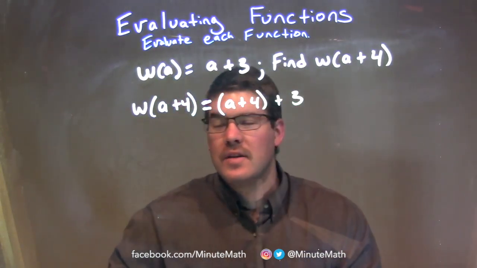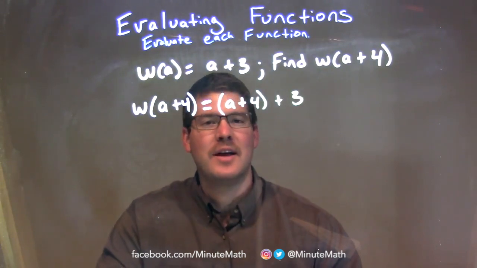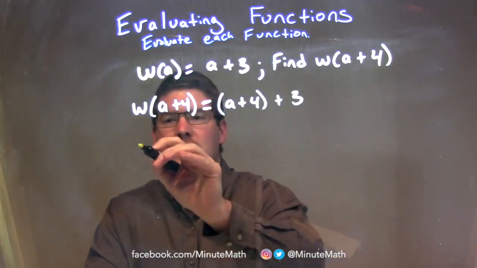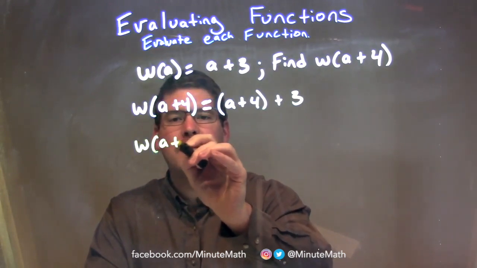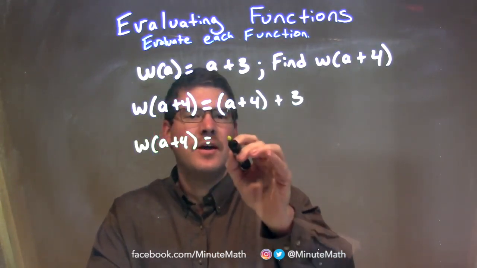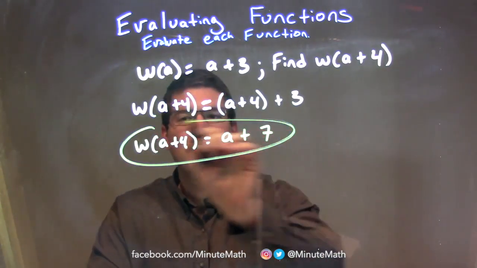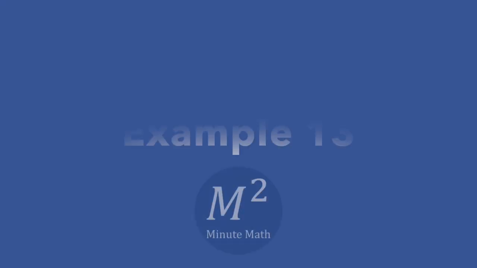So now let's just simplify. And it's pretty quick and easy now. The 4 can't combine with an a, but we can combine it with a 3. So W of a plus 4 here is equal to a plus 4 plus 3, which is 7, and that is our final answer.